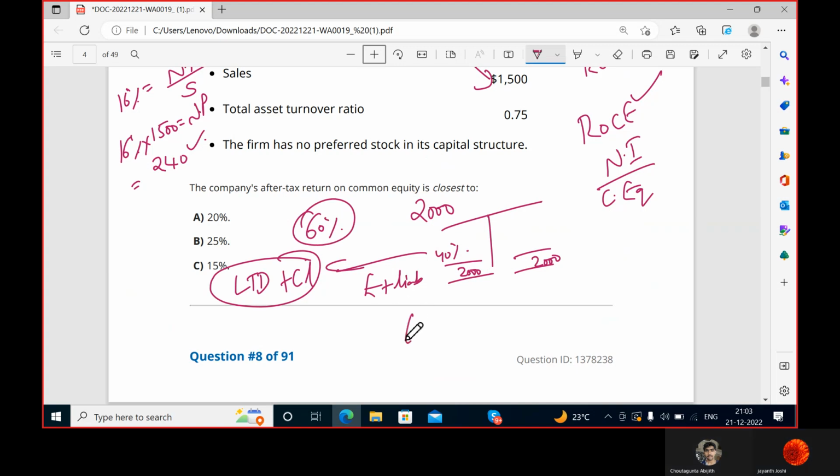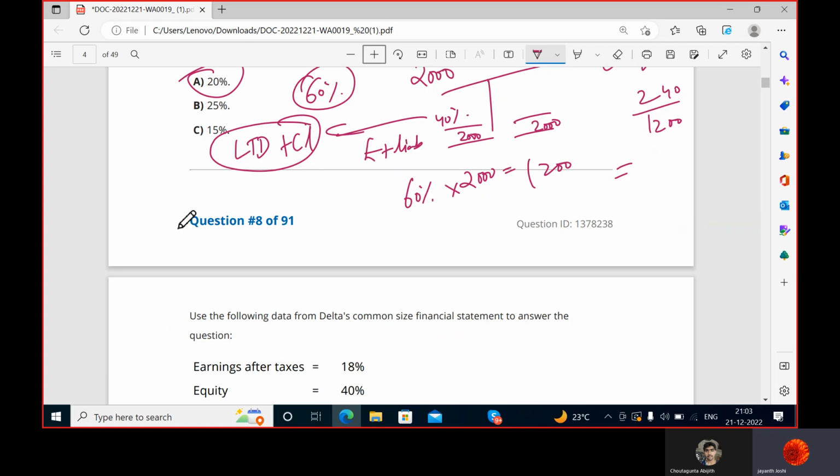So 60% of 2000 is how much? 1200? Yes. So 240 by 1200 is how much? Net income by equity is how much? Tell me the answer. 240 divided by 1200. That'll be 20%. Yeah, done. Okay, fine. Let's move forward.